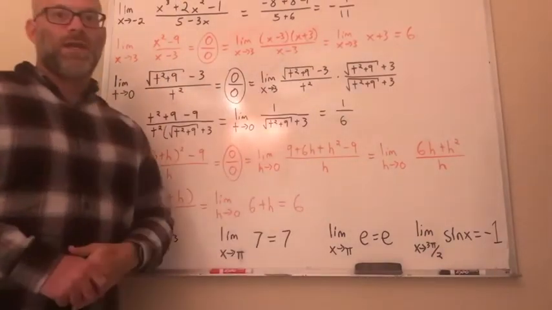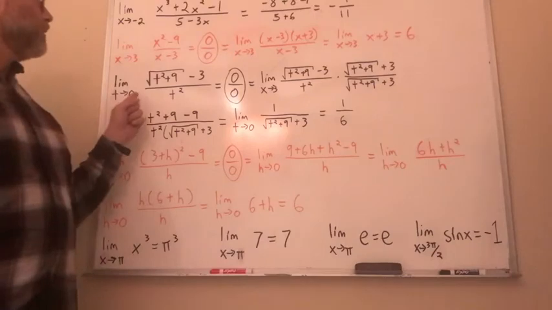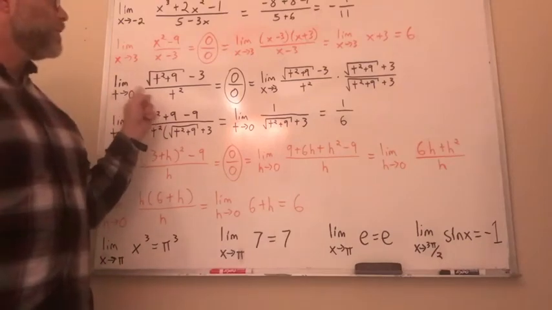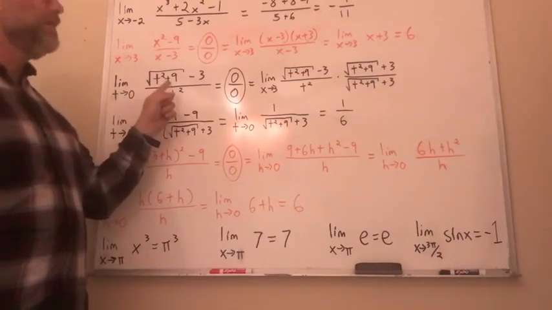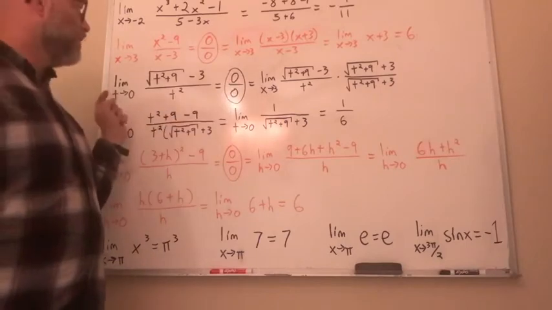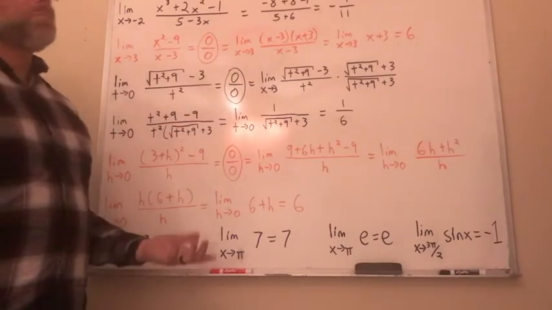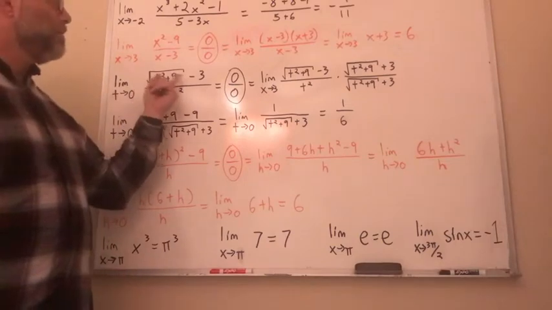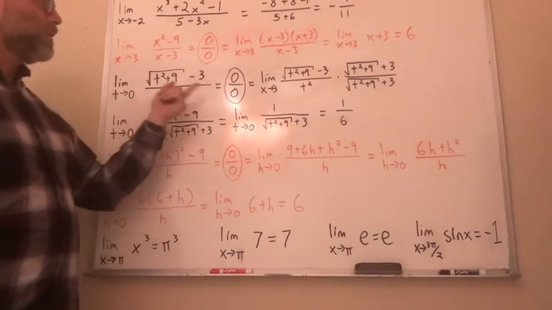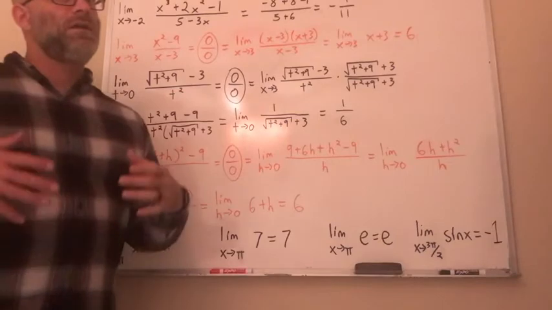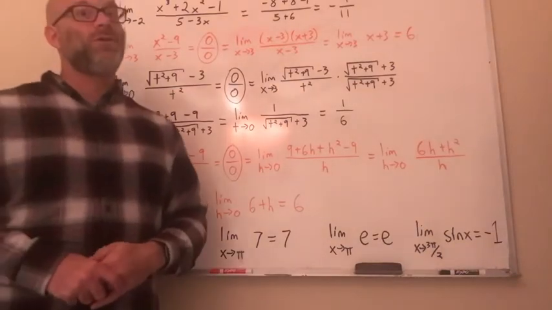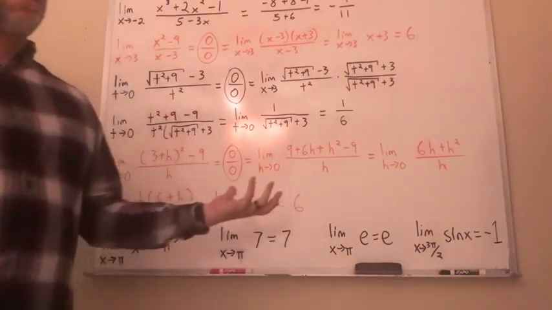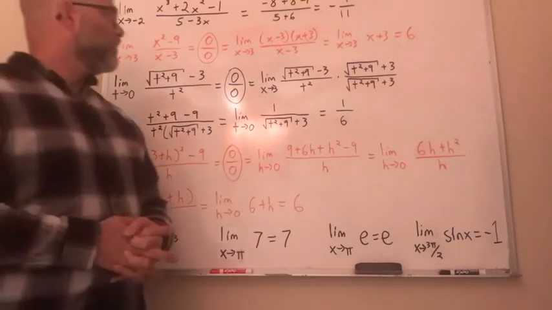Here's another such example. The limit as t approaches 0 of the square root of t squared plus 9, minus 3, over t squared. What's the problem? If I plug in 0 up here, I get the square root of 9, which is 3, minus 3, which is 0, and I get 0 squared, which is 0. 0 over 0 is an indeterminate form, which means I don't know yet. I got to do some algebra. What algebra can I do?